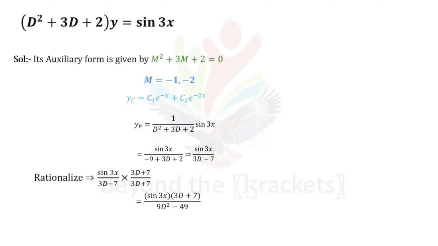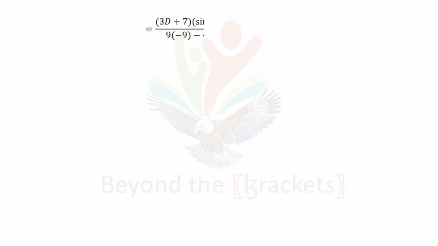So again d square in the denominator will be replaced by minus a square, that is 9 into minus 9 minus 49, which is 3d plus 7 into sin 3x by minus 130. The denominator is simplified. Moving on to the numerator, we have 3d plus 7 multiplied by sin 3x. We know that the operator d represents differentiation. So 3 into differentiation of sin 3x will be cos 3x into 3 plus 7 into sin 3x.